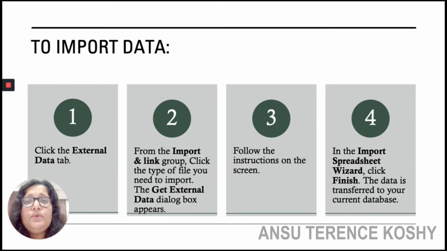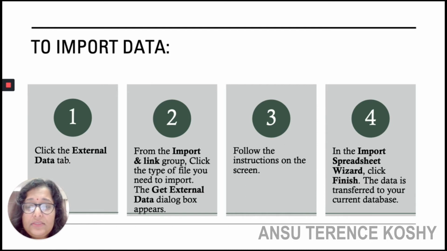Steps to import data. Click the External Data tab. From the Import and Link group, click the type of file you need to import. The Get External Data dialog box appears. Follow the instructions on the screen. In the Import Spreadsheet wizard, click Finish. The data is transferred to the current database.